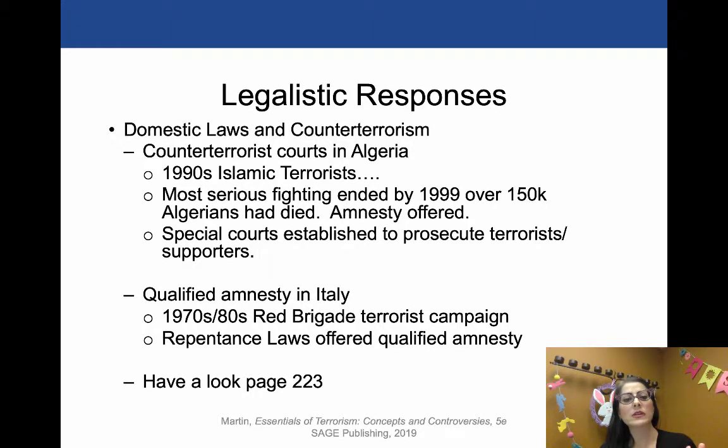In interest of time, I'm just going to quickly go over these. There were some Islamic terrorist attacks going on in the 1990s. By the time the worst of it ended in 1999, over 150,000 Algerians had died. Amnesty was offered around that time. They set up special courts to prosecute these terrorists and their supporters. Take a look on page 223. Qualified amnesty in Italy, when they were going through the Red Brigade terrorist campaigns in the 1970s and 80s. They offered repentance laws, which offered qualified amnesty to those who were willing to work with the police and the courts. Have a look for more details.